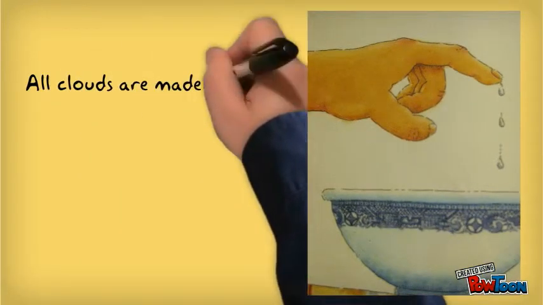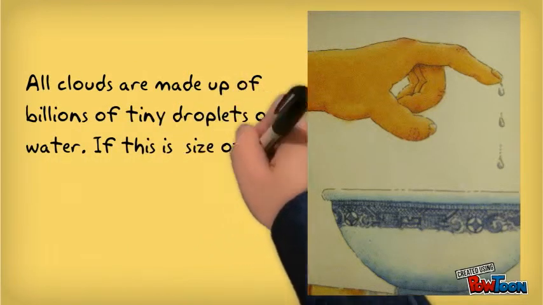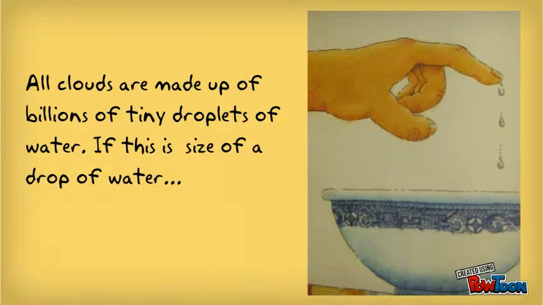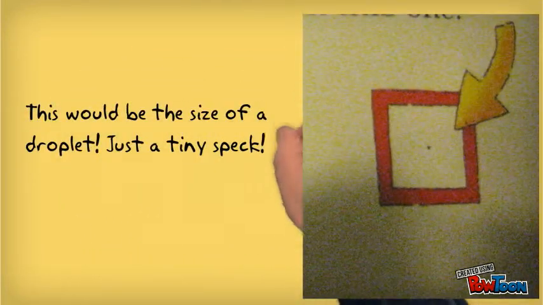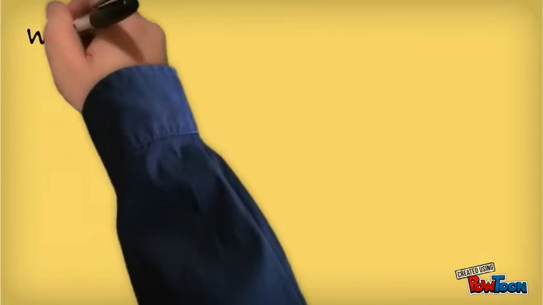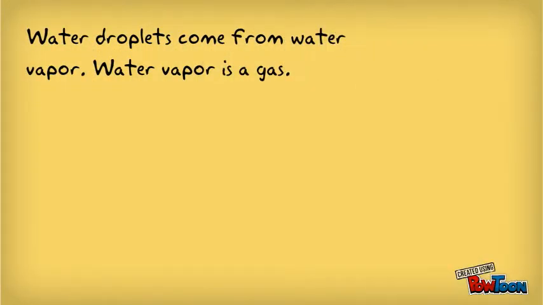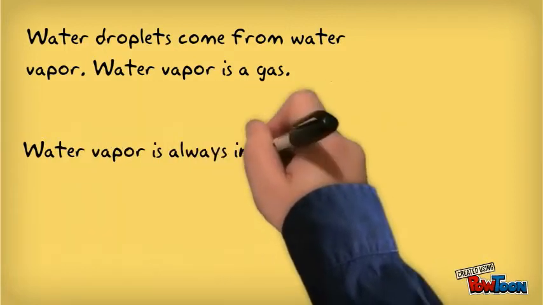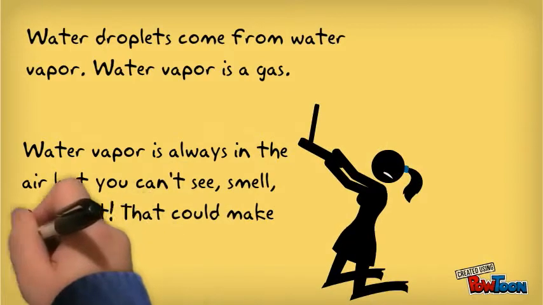All clouds are made up of billions of tiny droplets of water. If this is the size of a drop of water, this would be the size of a droplet, just a tiny little speck. Water droplets come from water vapor. Water vapor is a gas. Water vapor is always in the air. You can't see it, smell it, or feel it. That can make you very frustrated.